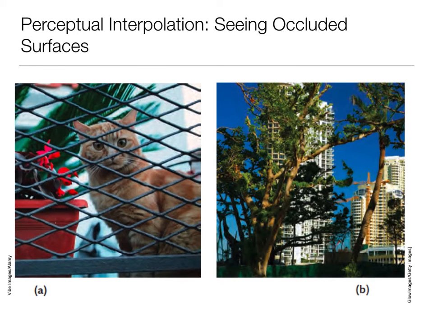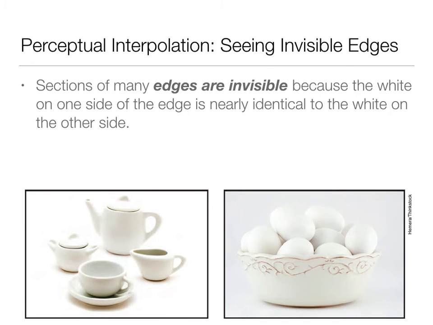When you look at both of these images, do you see a bunch of diamond-shaped fur and flowers, or do you see a cat and a plant behind a grate? When you look at B, do you see different kinds of boxes in the sky, or do you see a building behind a tree? You see a building behind a tree. You see a cat and a plant behind a grate because of perceptual interpolation. You can see despite these occluded surfaces, and you can see edges that are invisible.